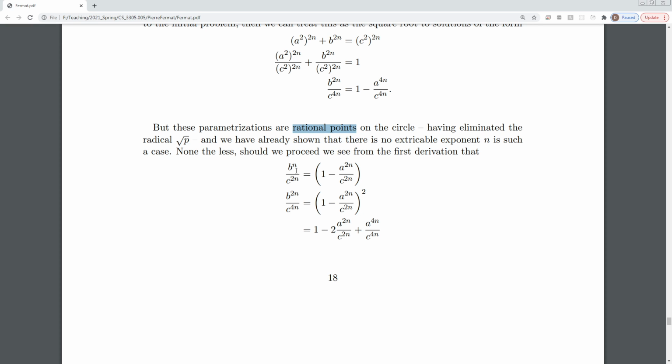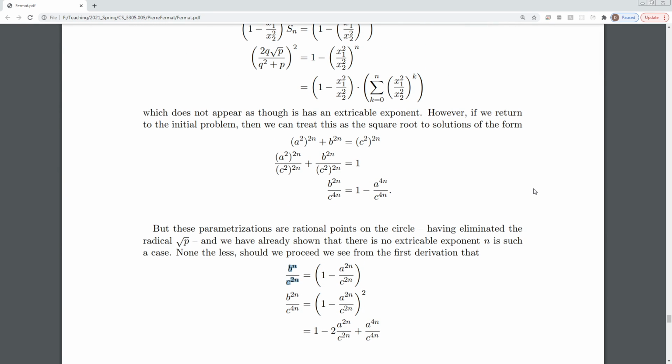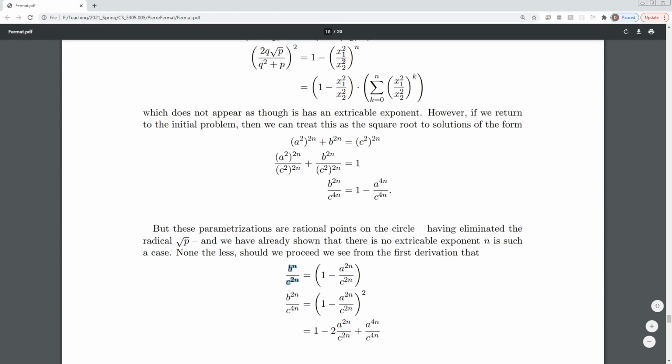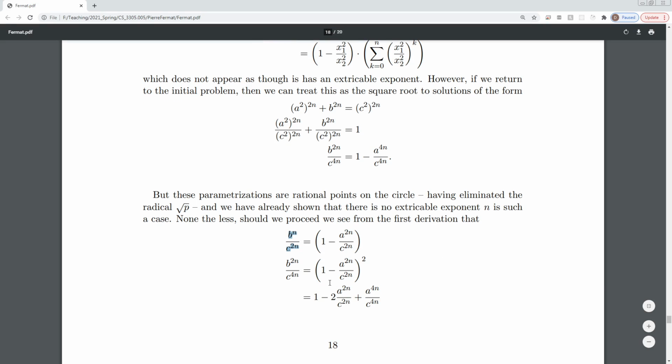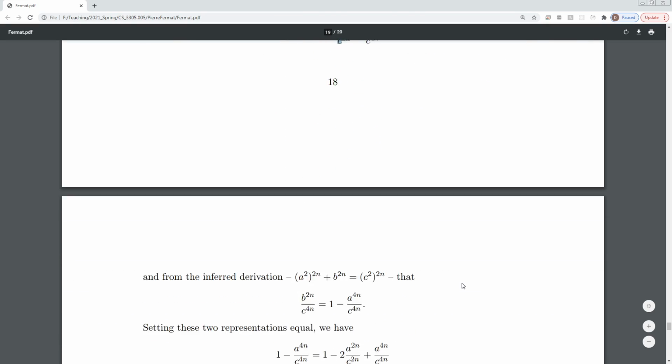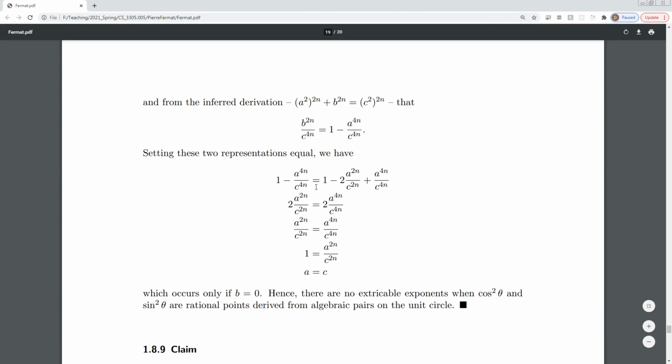Right? But if we follow through and we make our equivalence, then on the one hand, we have b to the n over c to the 2n is equal to 1 minus a to the 2n over c to the 2n. Right? And that really follows over here. Right? And so if we square that, then we end up with this additional term. Okay, and then whenever we attempted to extract solutions for that form from this equation, using rational points, we had this.